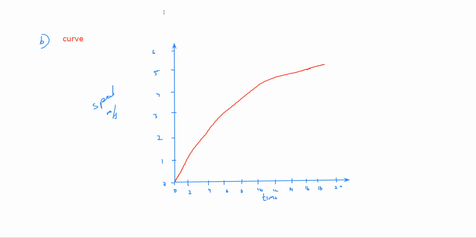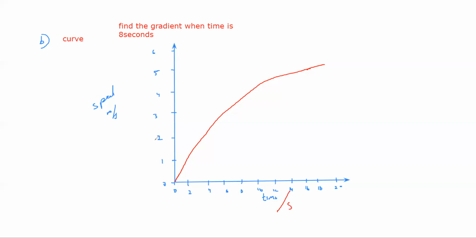And for curves, they will specify a point. So for example, if a question is find the gradient when time is 8 seconds. So you have to find a gradient when the time is equal to 8 seconds.